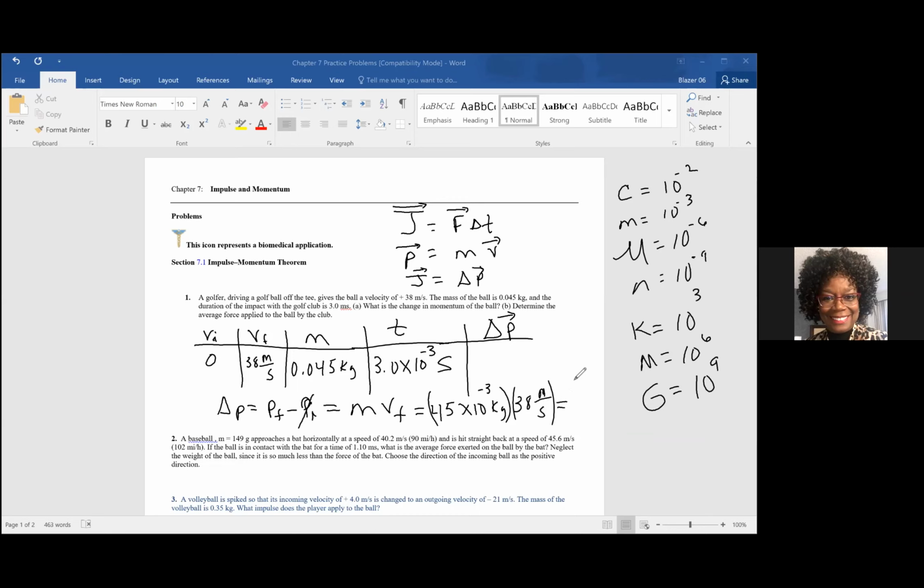So in chat, give me my change in momentum. Someone give me that answer with the units.